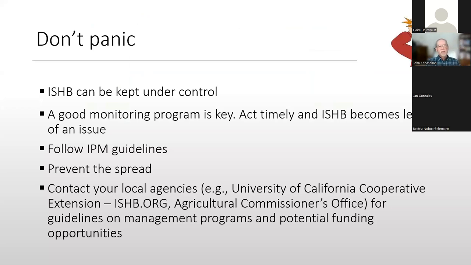We have a good IPM program that actually works when it's done correctly. So ISHB can be kept under control. A good monitoring program is key. If you don't have a good monitoring program, then that's the basic thing you need to do to have a successful program. And you have to act timely when you find it. So don't wait. When you find it, you need to have a plan.